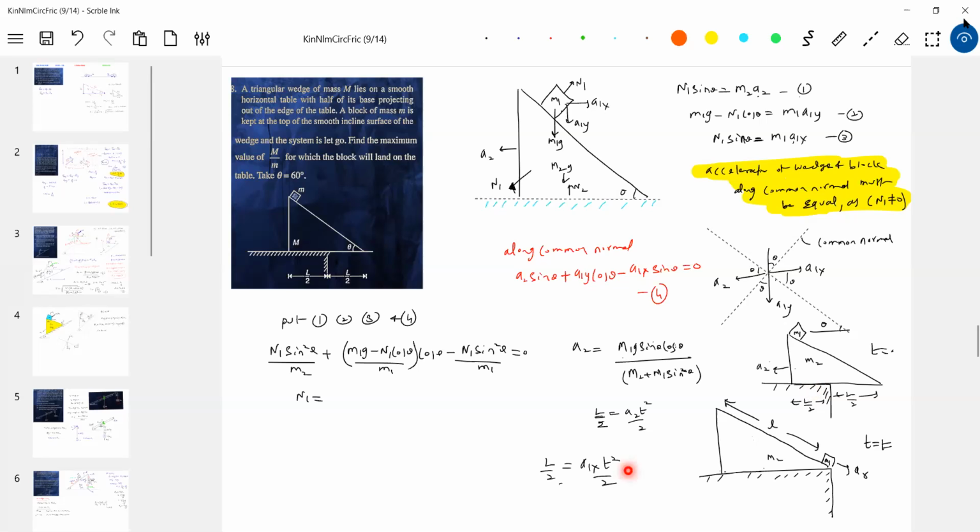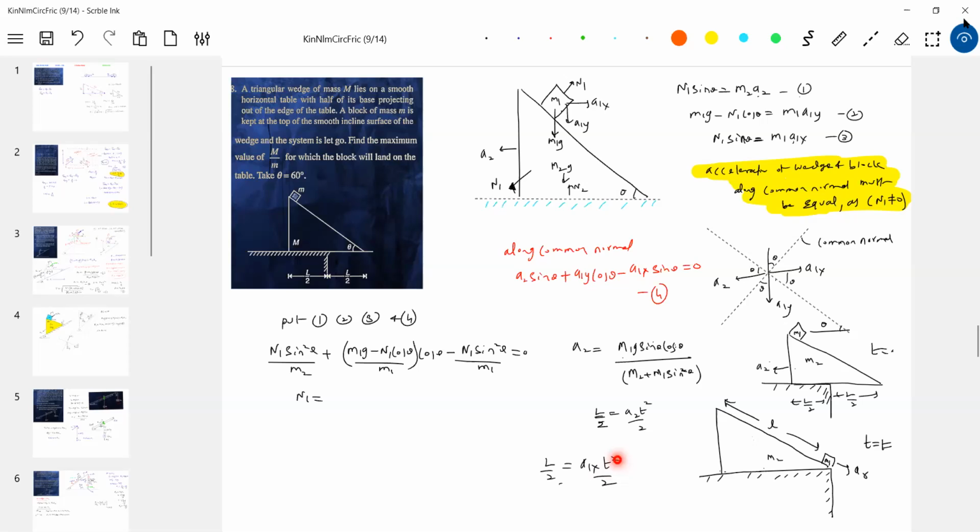Sir, then we can't use the condition that it will just land at the edge, because it should travel that vertical distance also. Because he gave theta, sir. If he hadn't given theta, then we could solve like this. I don't think so. I should not write this. That's what I feel.